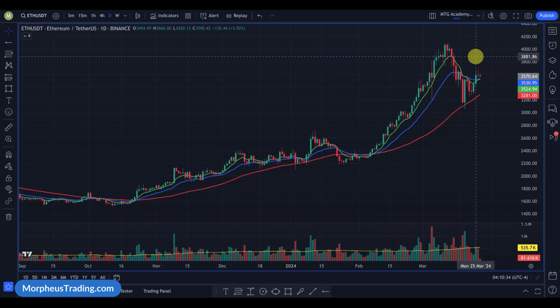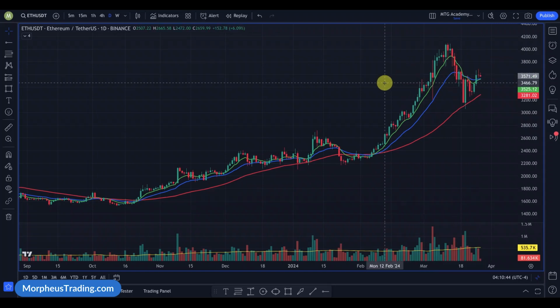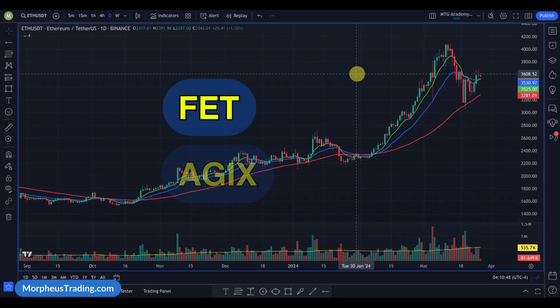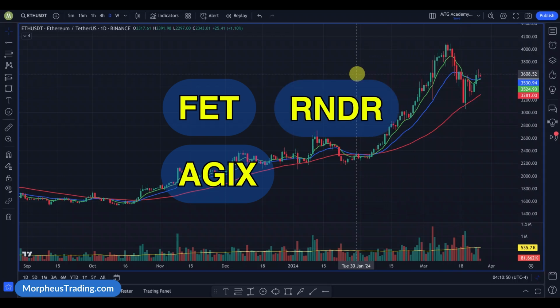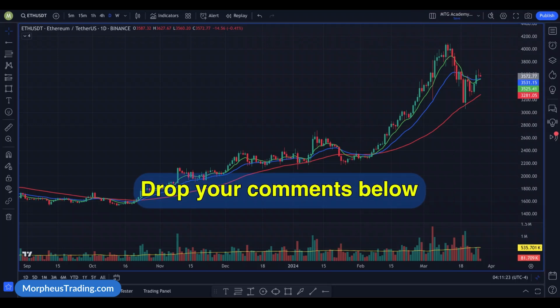As we start to see Bitcoin take a rest, we may start to see rotation back into the altcoin market. And right now, if you're looking at altcoins, the AI sector is where it's at. That's where all the top altcoins are right now. So you've got FET, AGIX, RNDR, and GRT, and more. So that's the altcoins on our radar right now.